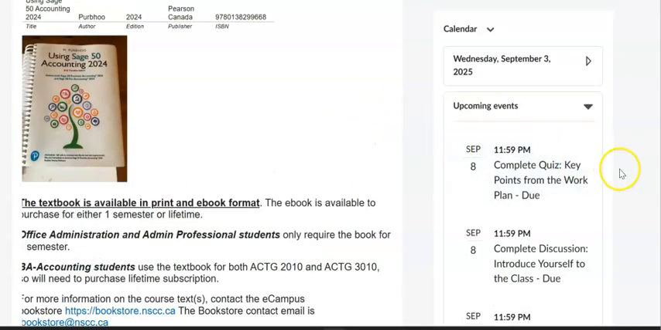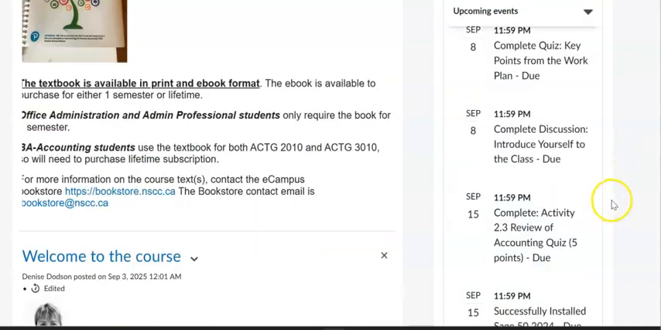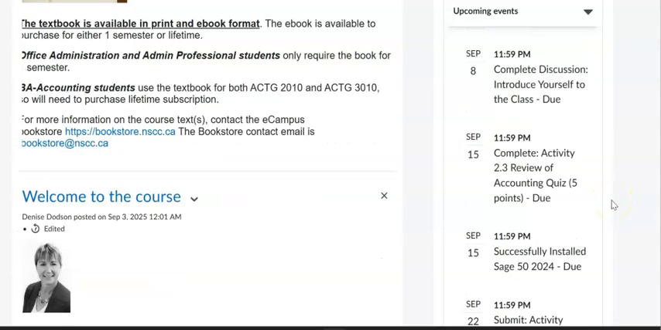And as you know, there's always upcoming events here on the main page as well. You can see that there's a couple of things coming up on September 8th. Complete quiz. It's just a little quiz talking about a couple of key points from the work plan, and of course the introduction to yourself. And then the next week we've got just a small review of accounting. I'm going to talk about that in a minute.